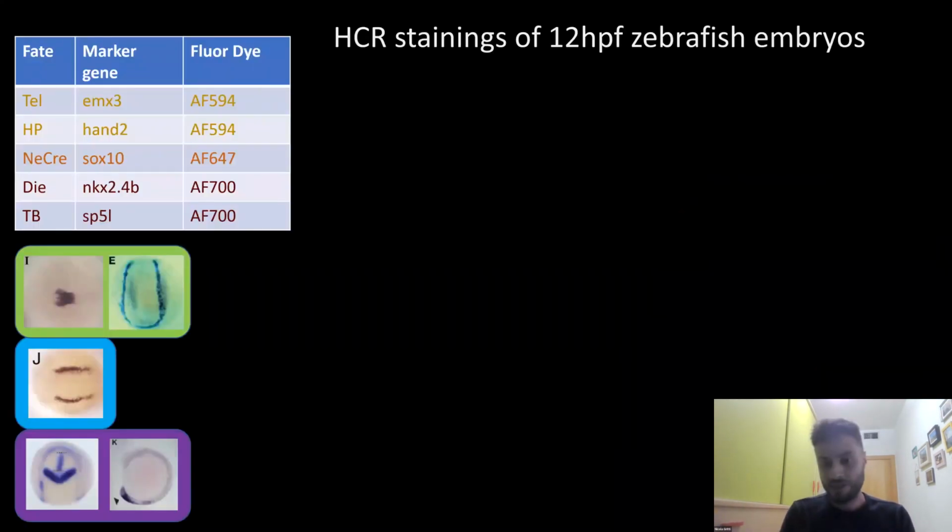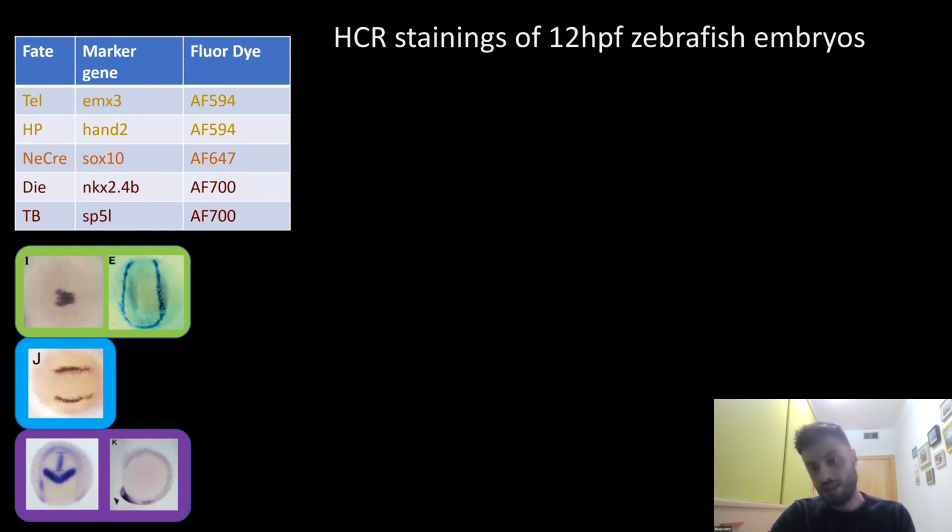So then we set out to find some marker genes for some cell fates that cover a large part of the zebrafish embryo structure. We decided to start from embryos at 12 hours post fertilization because a lot of the cell fates are already present at this stage. So we decided to focus on some head, tail, and mid-trunk fates, such as the telencephalon, the heart primordium, the neural crest, diencephalon, and tail bud, which are represented here in images from the literature.